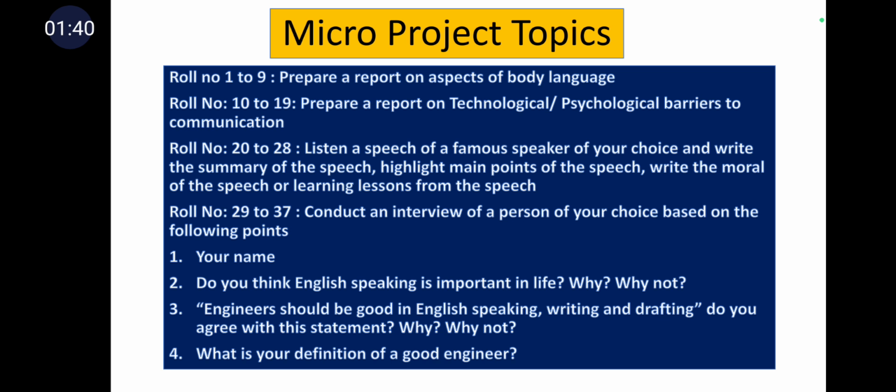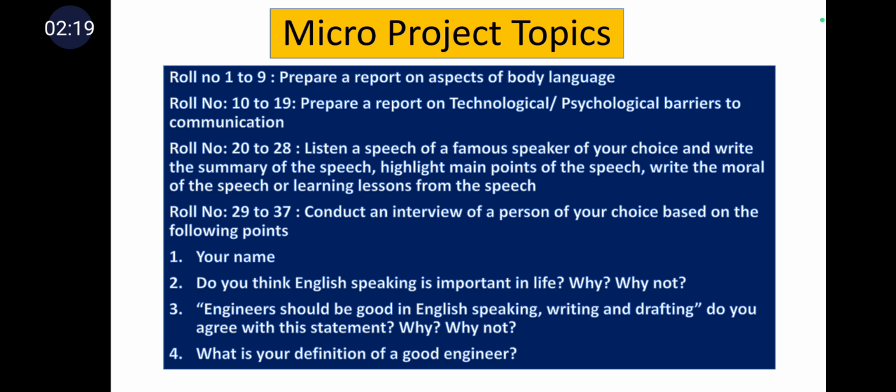Then roll number 10 to 19, prepare a report on technological or psychological barriers to communication. See, technological barriers and psychological barriers you have to prepare a report on. Psychological barriers are too many. So you have to find out what is meant by fear and how it affects the communication. What is meant by over enthusiasm, over excitement, and how it affects the communication. You have to identify what is meant by bias, Horn's effect, halo effect, and some technological barriers like jargon, technical defect.